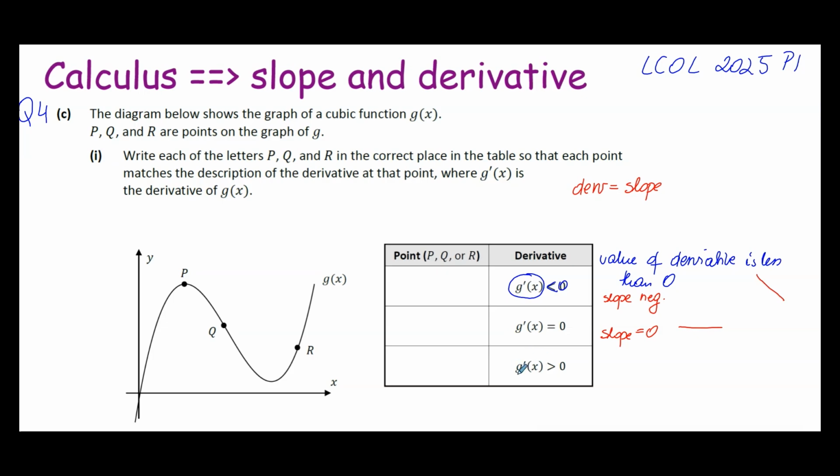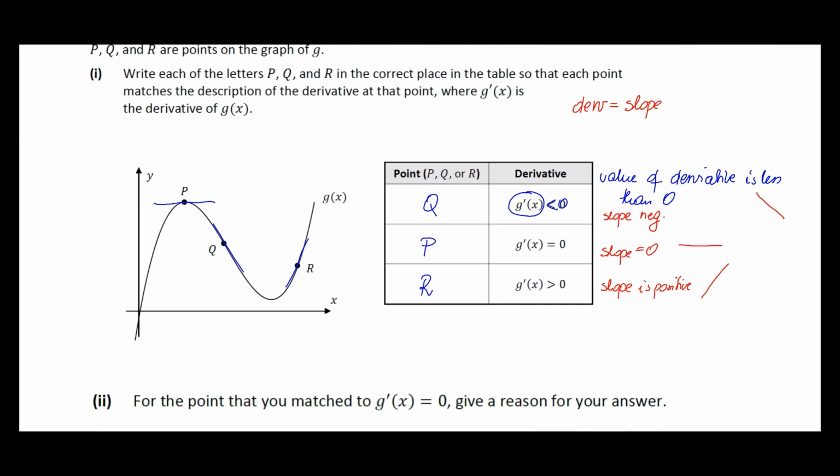What about here? Again, we understand that the value of the derivative is greater than 0. Applying that with slope, the slope is positive. That's what it means, greater than 0. That means the line goes up. So if I was to draw the tangent, the lines touching this curve at that specific point, we can see that's where it is a straight line, that's where it is 0. Here it goes down, that means it's negative, so that's my Q. And here it goes up, that means it's positive. So those are our points.